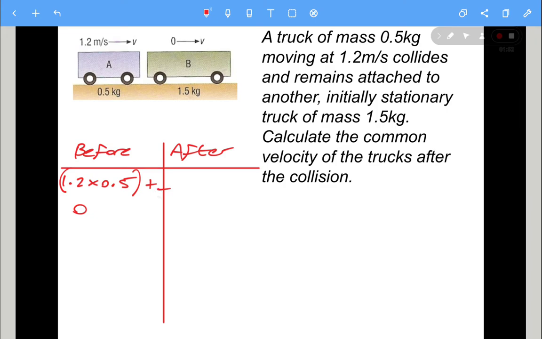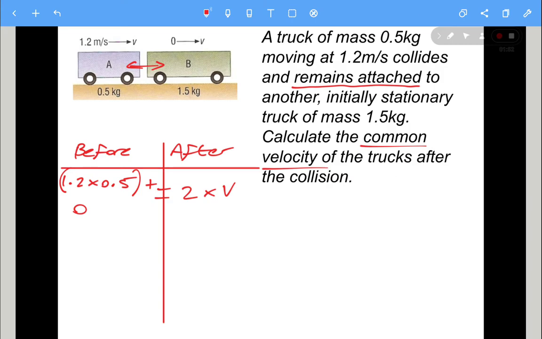So we put an equal sign in the middle. And then we do the momentum after. It says that the trucks have collided and they remain attached. So if they remain attached, that means we have the combined mass of these two trucks. So that's the mass is 2. And the velocity v is some unknown common velocity that they'll have. So we need to times that by v.